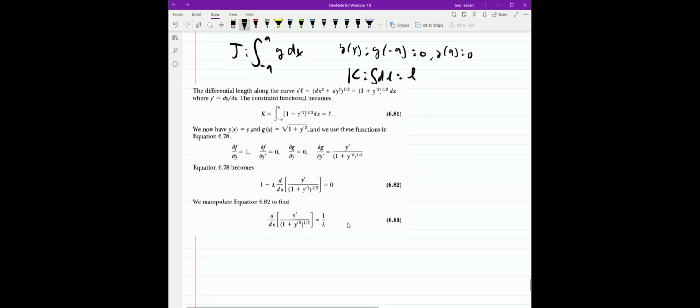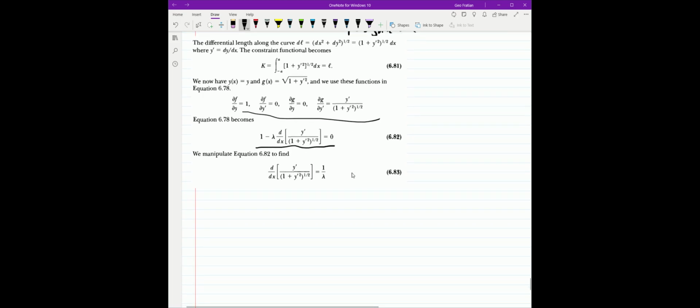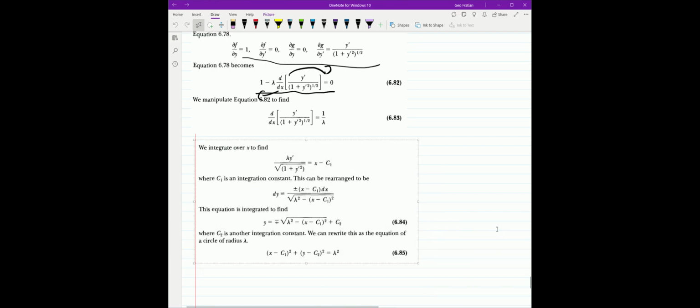equation. And plugging in everything, we get this right here: 1 minus lambda d/dx of y prime over 1 plus y prime squared to the 1/2 is equal to 0. So we can manipulate this equation, move this over, divide by lambda to get this expression, and then we can simply integrate, right, to get this expression where we have just an integration constant, and then we can integrate again to get y, and then we can rewrite this as an equation which is just a circle of radius lambda.